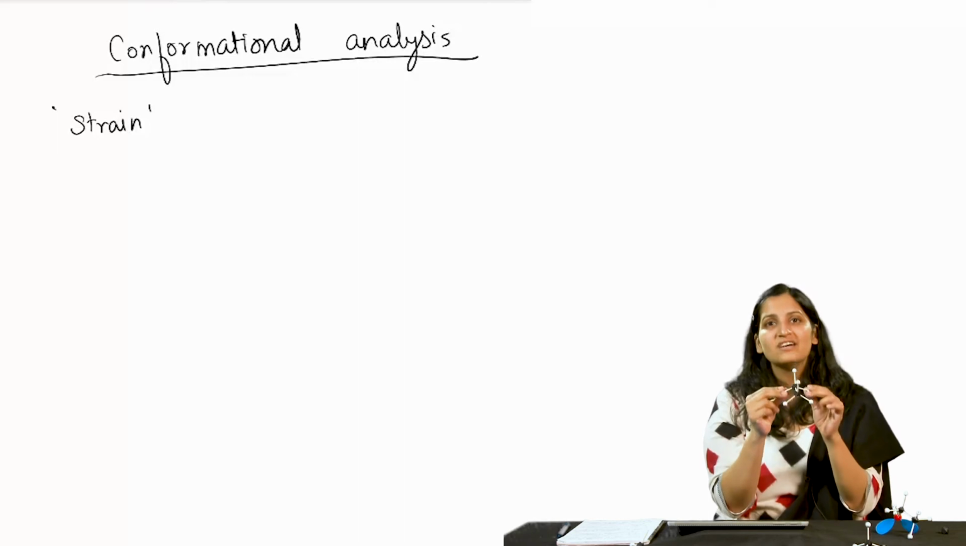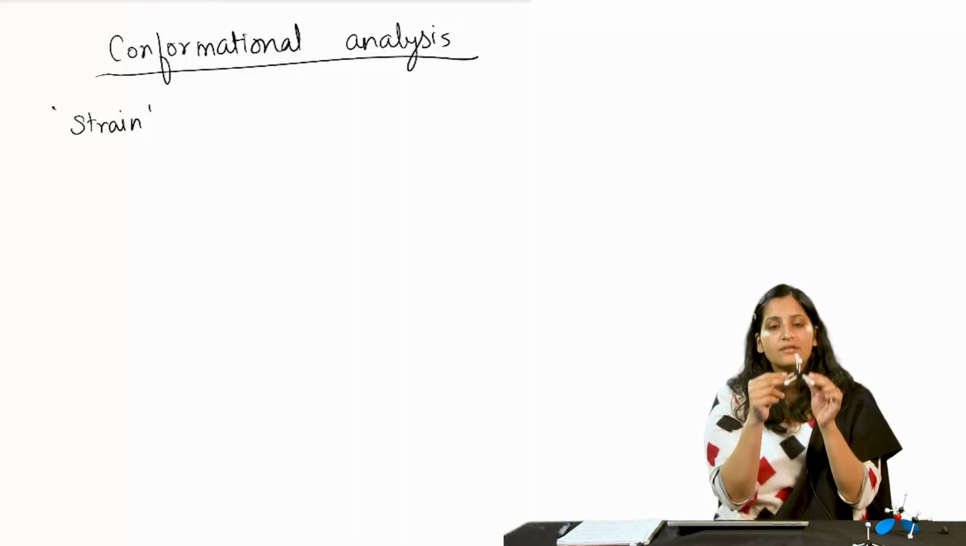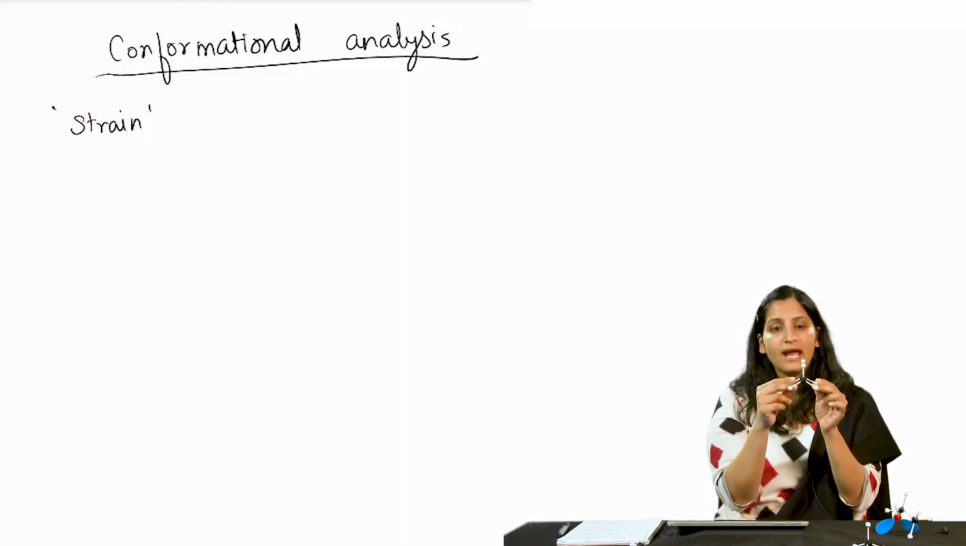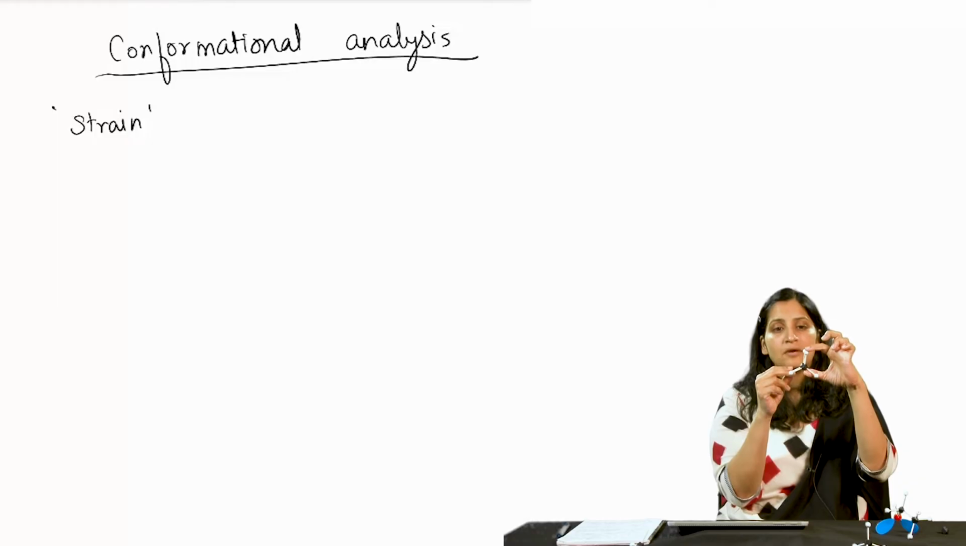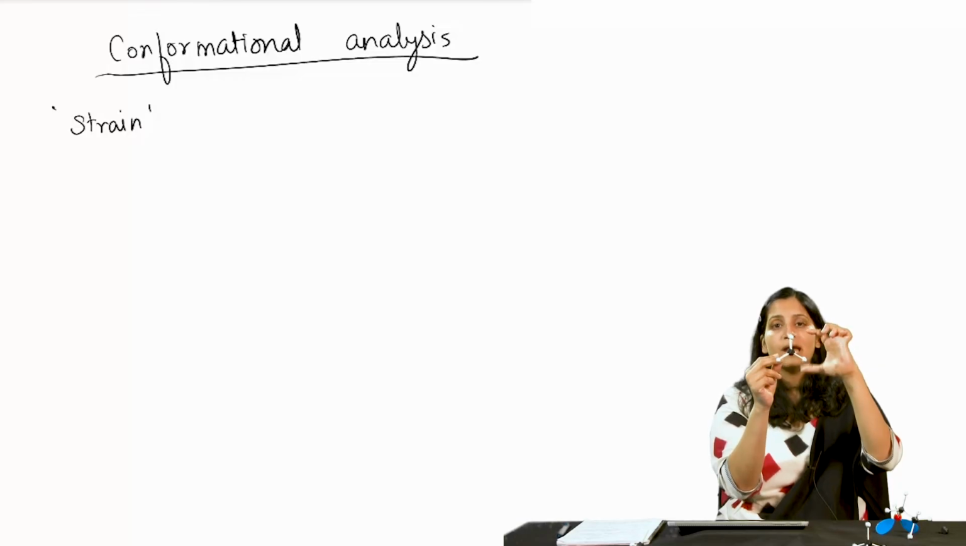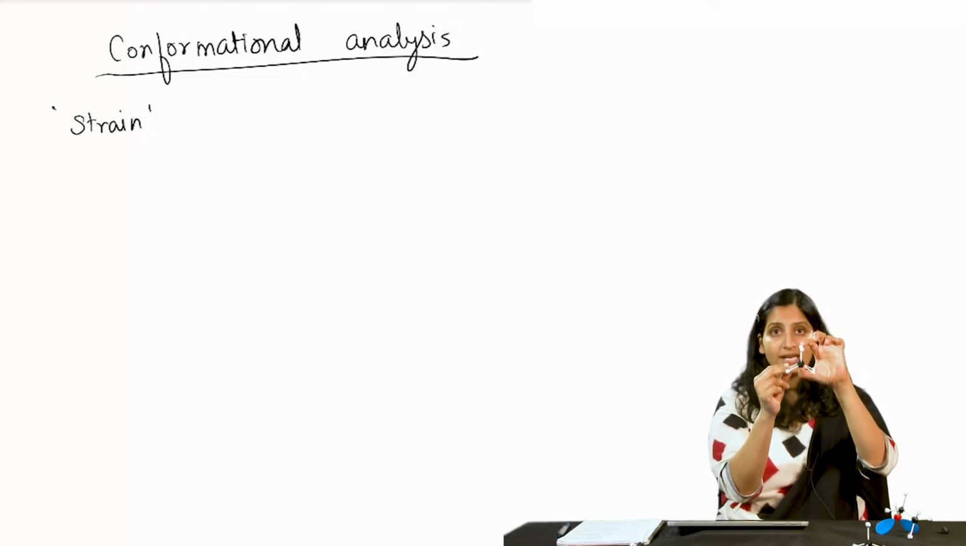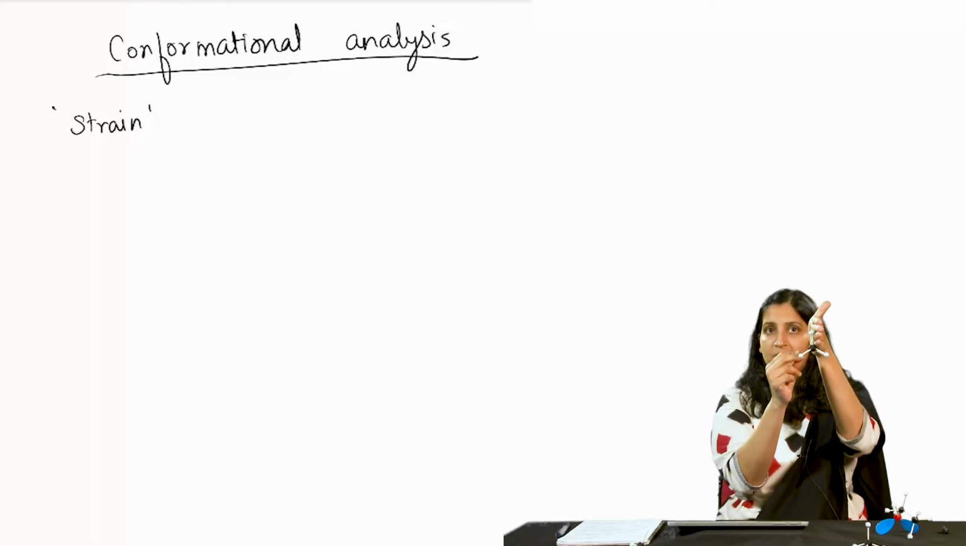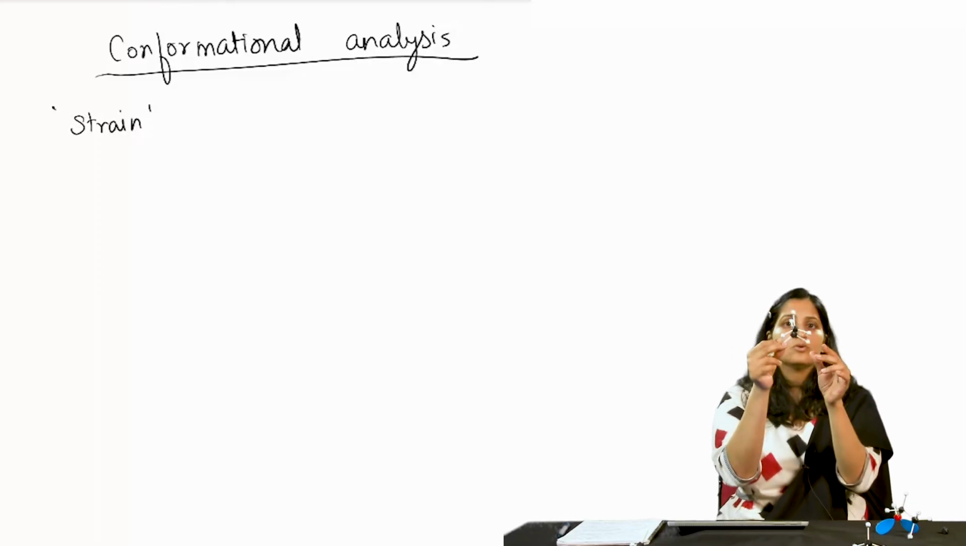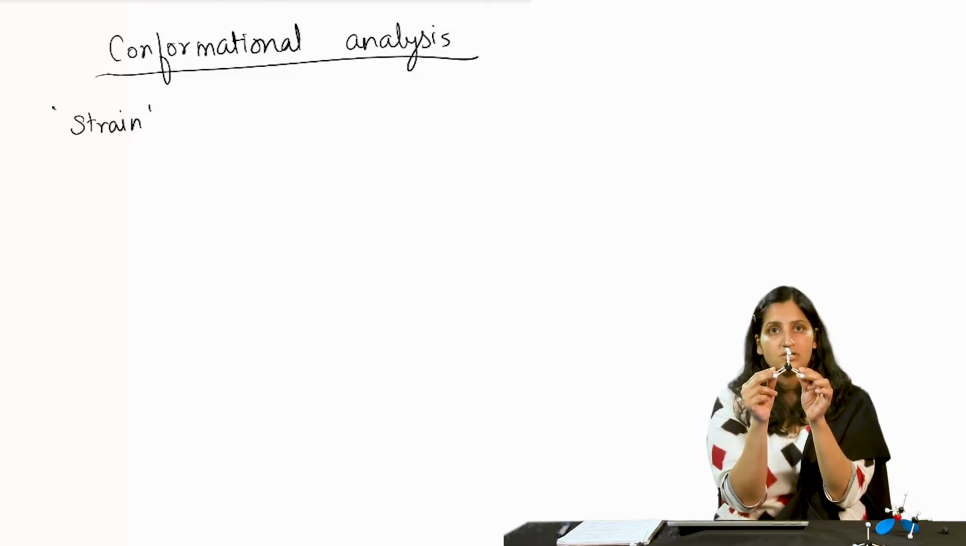So, let us look at the conformations of ethane now. This particular conformation in my hand is called the eclipsed conformation. Eclipsed conformation refers to the overlap between the bonds. For example, a carbon-hydrogen bond of the first carbon is overlapping with the carbon-hydrogen bond of the second carbon, and you have them eclipsed with each other. So, this is an eclipsed conformation.